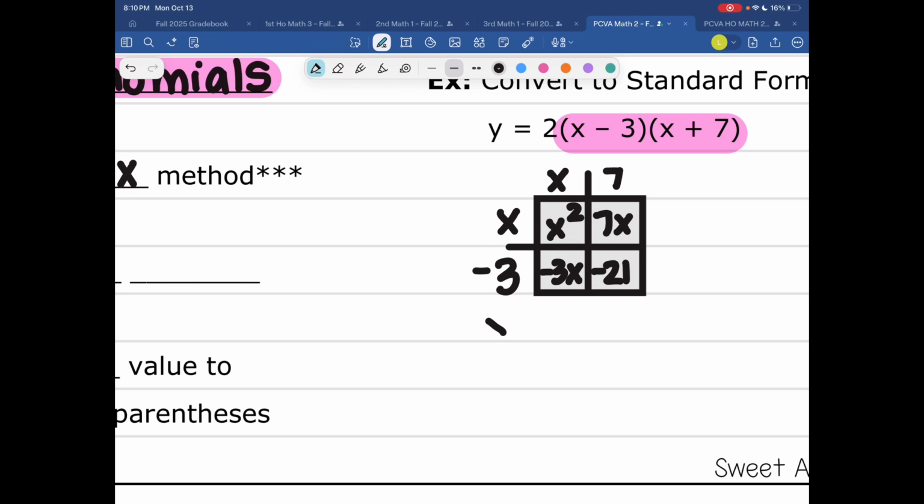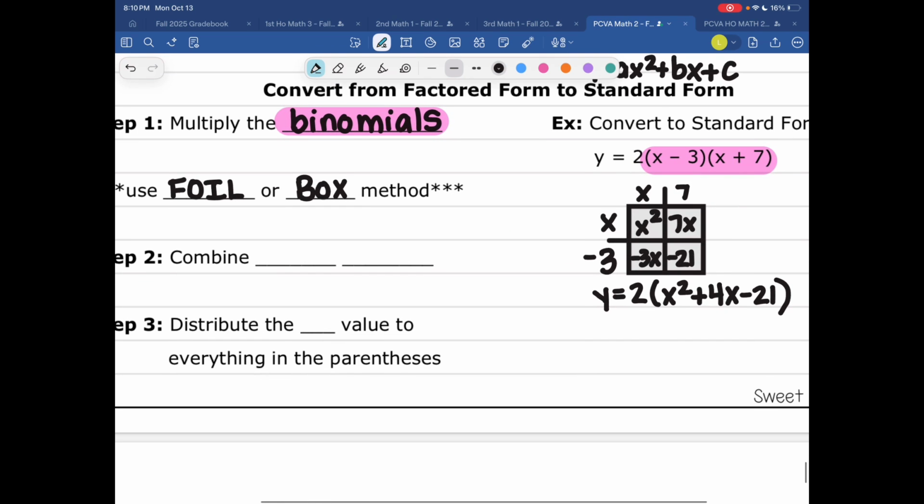So that now gives me y equals 2. And then we're going to combine those like terms there. So that's going to be 7x and negative 3x is 4x minus 21. Okay. So once we do that, again, we said combine like terms. So we combine any of the like terms that we have together. All right, and just to kind of keep with our color coding, I'm going to use the box method, which is what I did here.